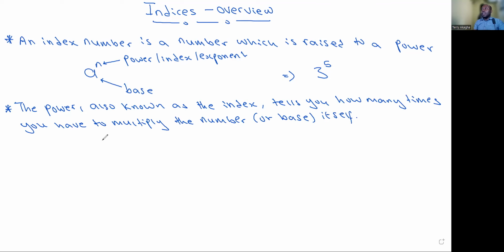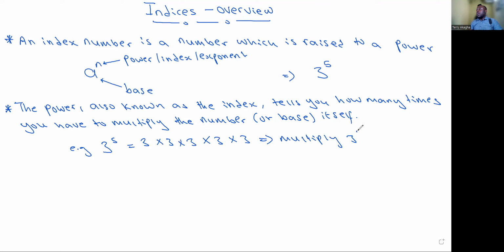So for instance, like that example that I said, 3 raised to power 5, that means you have to multiply this base by itself 5 times. Is that okay? So this is going to give us 3 times 3 times 3 times 3 times 3. So you have to multiply 3, which is the base, by itself 5 times. All right, so that is how you interpret it.